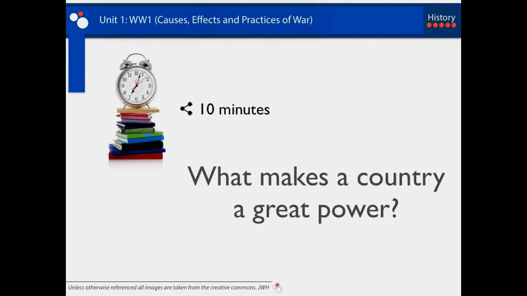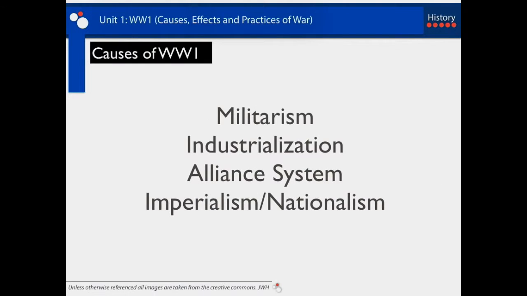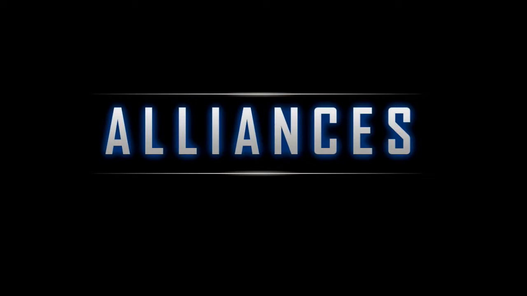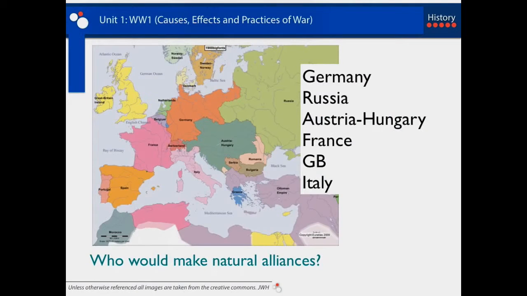I like to always do a good activity to start, and what makes a country a great power is a good exercise, because it gets kids thinking about those powerful nations that took us into the First World War. These are the main causes we're looking at: militarism, industrialization, the alliance system, imperialism, and nationalism. I hope to do this all within about 10 minutes. Let's look at the first and jump into that.